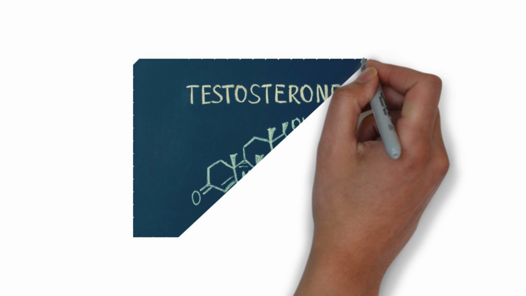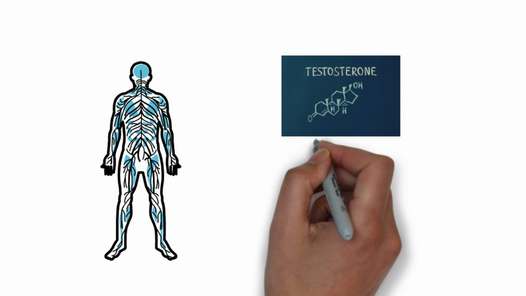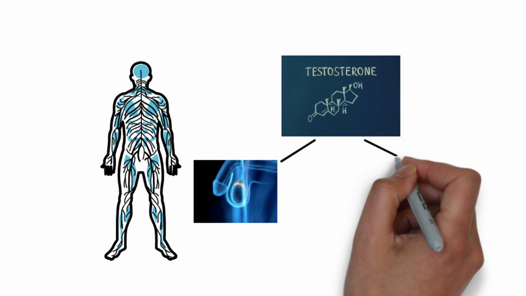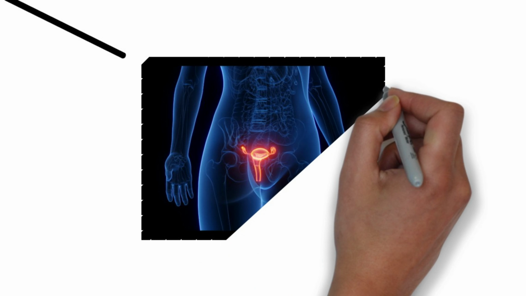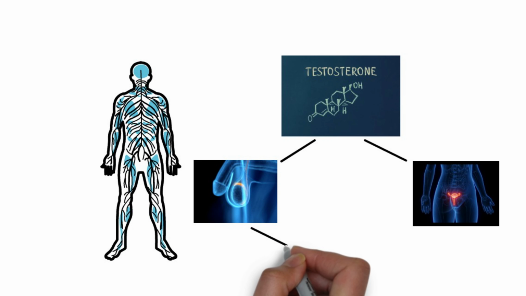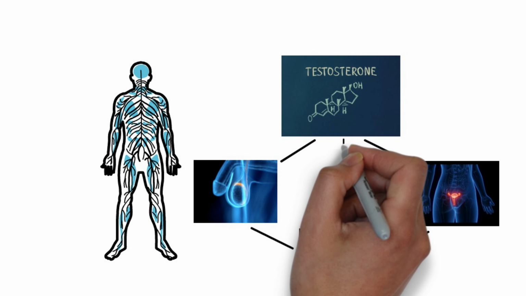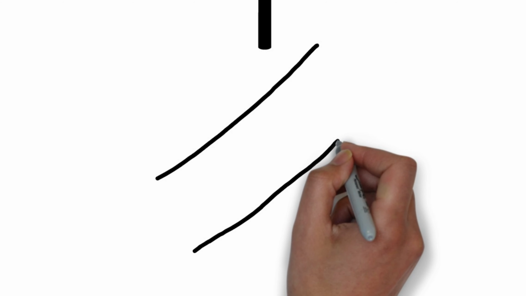Testosterone is a crucial hormone that significantly influences male physical characteristics and overall health. Here's a concise breakdown of how testosterone functions within the body. Testosterone is primarily produced in the testes for men, in smaller amounts in the ovaries for women, and in the adrenal glands for both sexes.